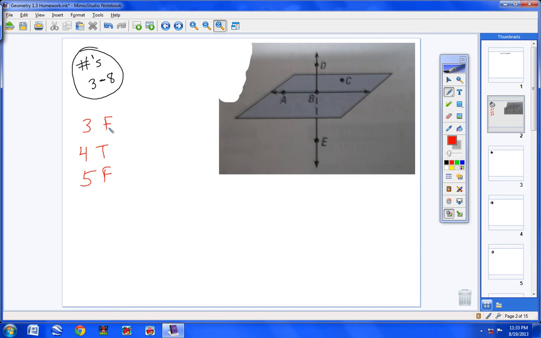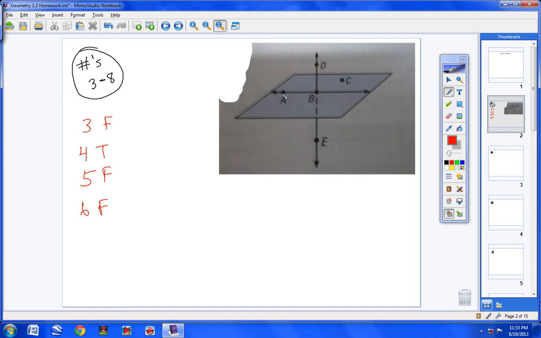Number 6, point C lies on line AB. Now here's line AB. Does point C lie on that line? Well, the answer is obviously no. So 6 is false.